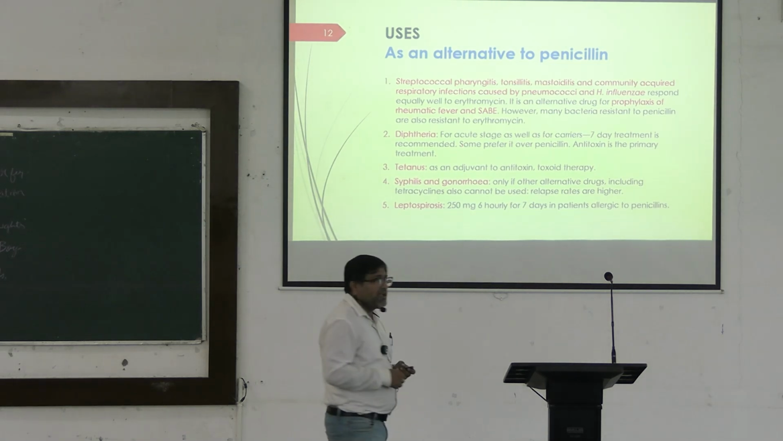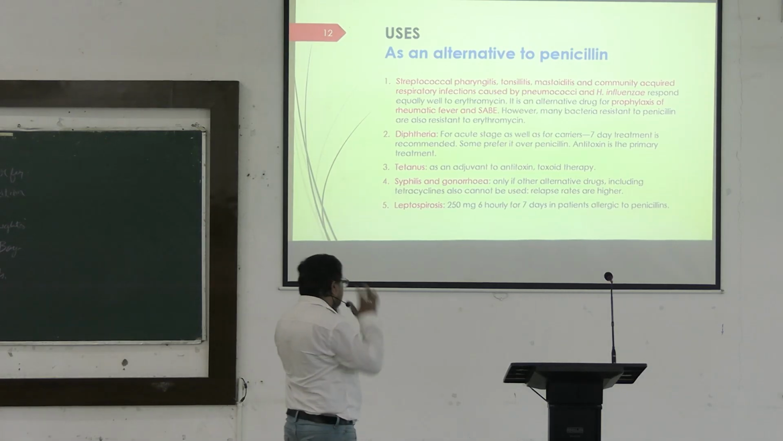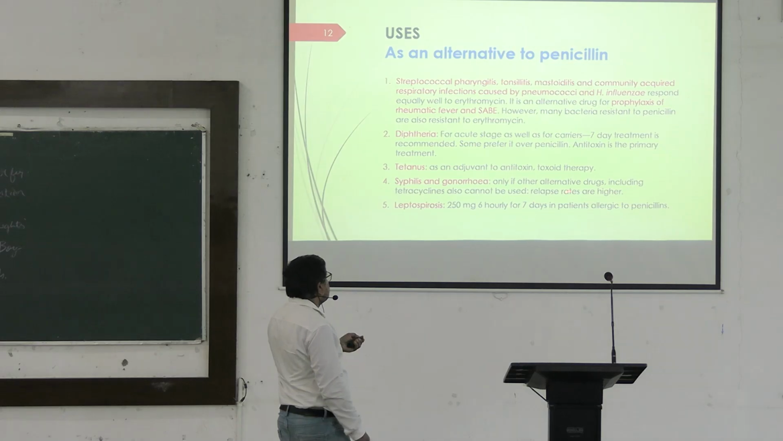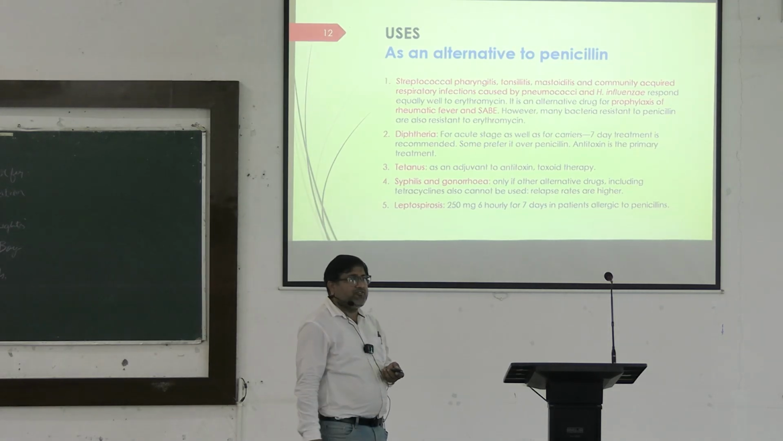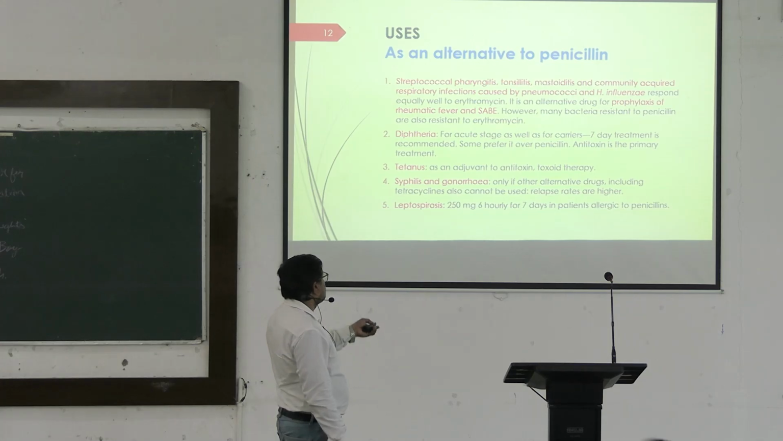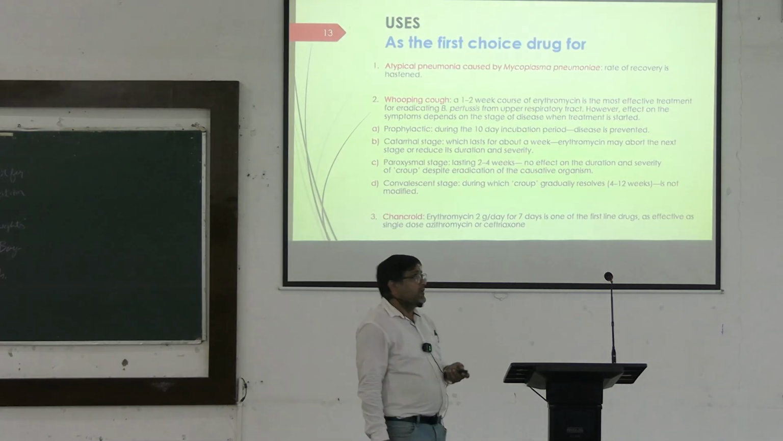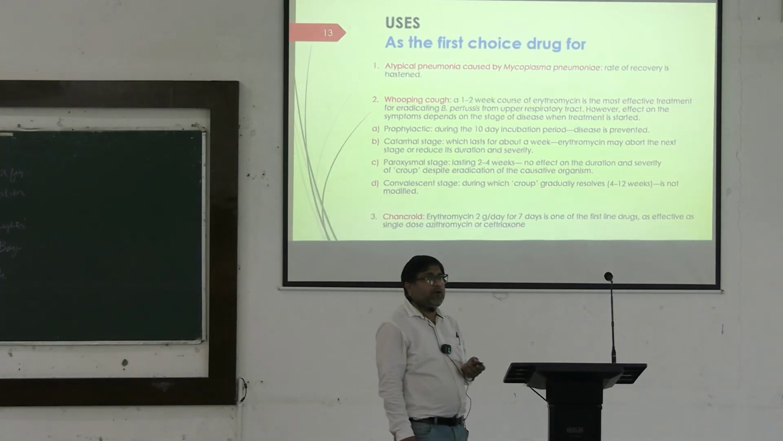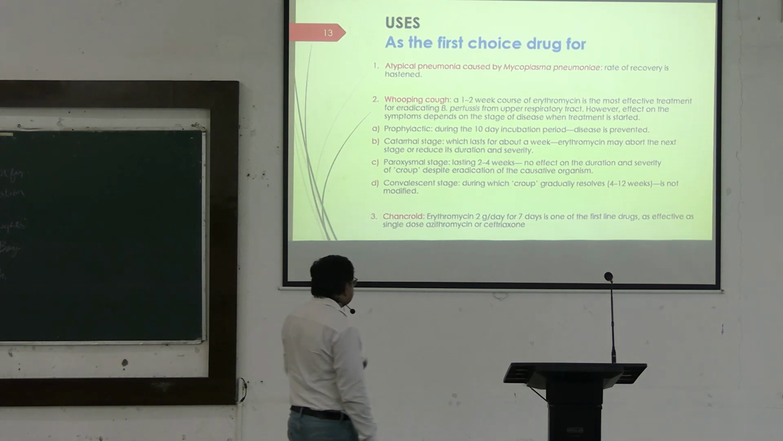Coming to tetanus, it can be used as an adjuvant therapy to the antitoxin and toxoid therapy. In syphilis and gonorrhea it is an alternative drug, but relapse rates are higher. In leptospirosis, it is used where the patient is allergic to penicillin. Now, as a first choice drug: number one, atypical pneumonia caused by Mycoplasma pneumoniae, where penicillin is ineffective. The rate of recovery is increased.